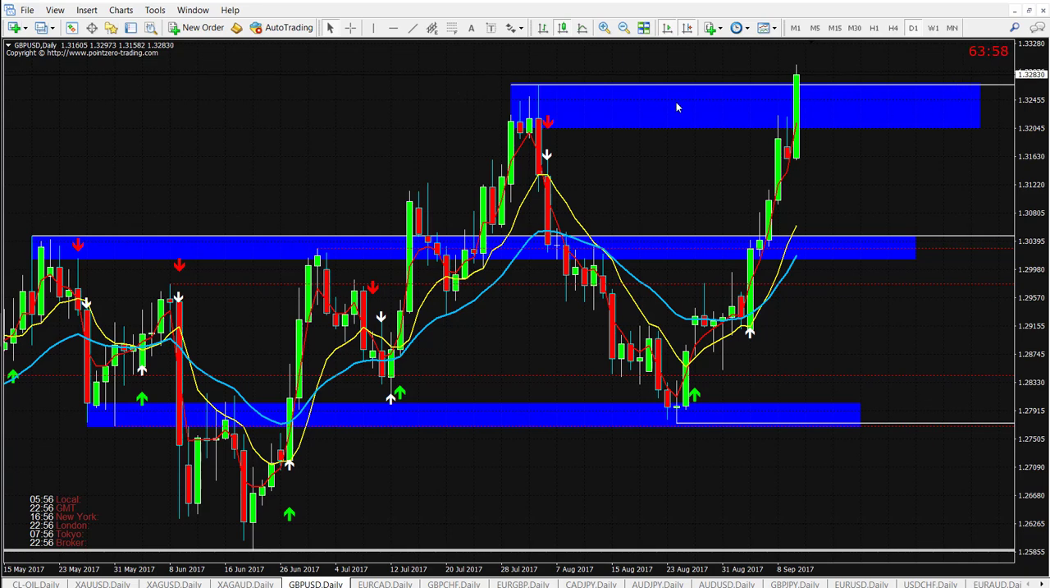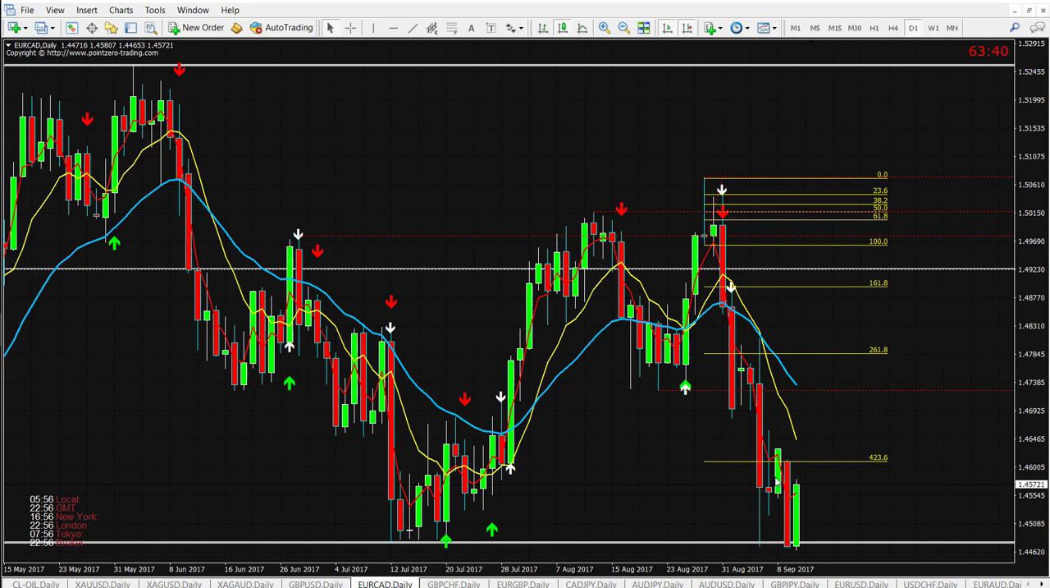This is a resistance area, but when a currency pair breaks a resistance area with this much power, it shows that there are so many buyers behind this pair, and they're pushing the price very high.